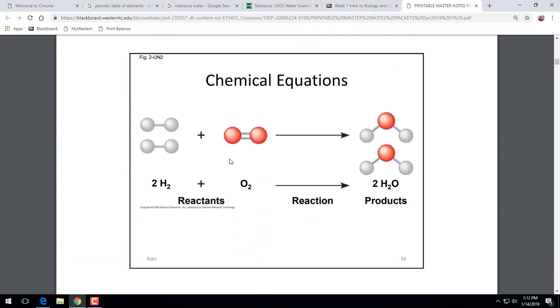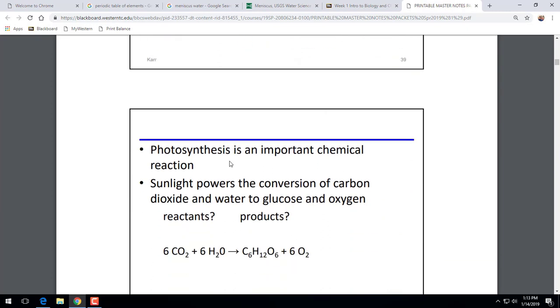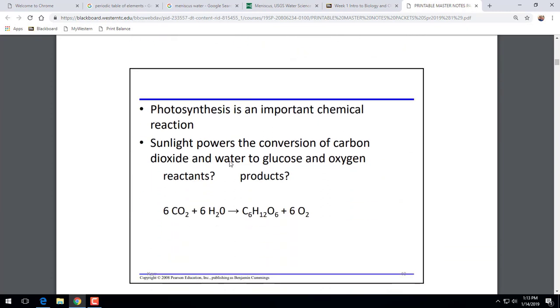So we talked about covalent bonds, sharing, ionic bonds, transferring from one point to another, and then hydrogen bonds, which are the weakest. Hydrogen bonds also are what holds together the DNA ladder. Remember, the DNA ladder has two strands. That's what holds the two sides together.